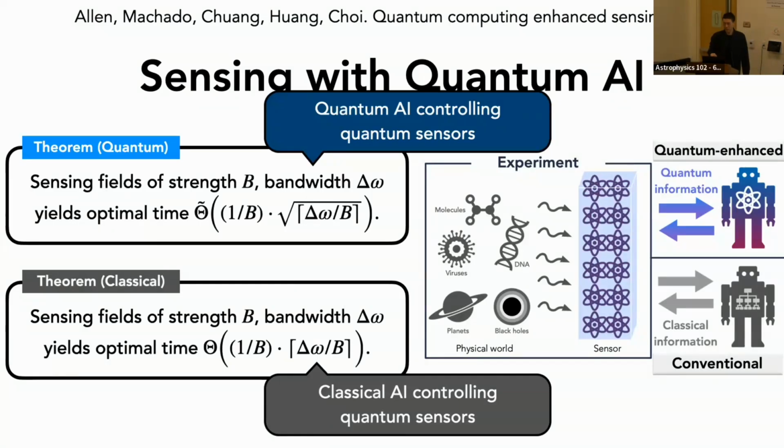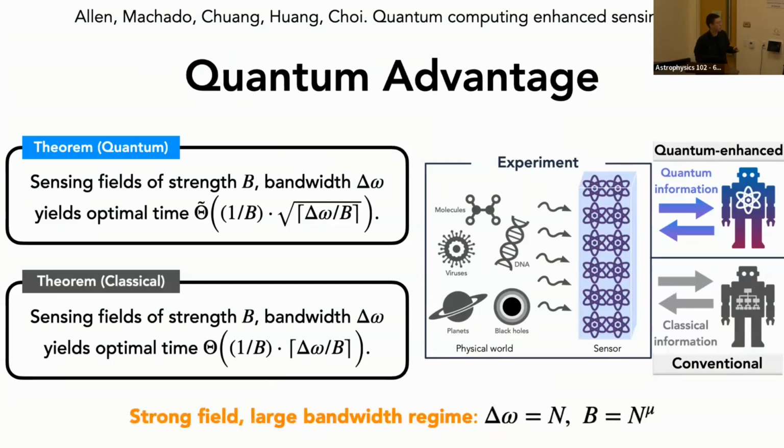However, there's something that we can play with here, which is that there are actually two parameters. One is the field strength B, and the second one is the bandwidth delta omega. And as we can see, the square root is only applying onto some part of it. And that actually causes some interesting effect to happen in terms of quantum advantage. So suppose we look at the case when the field is strong and the bandwidth is large. So basically both B and delta omega are large.